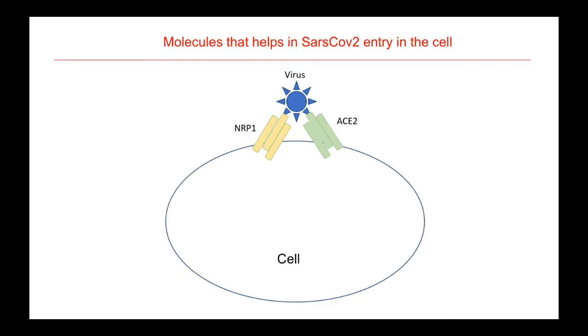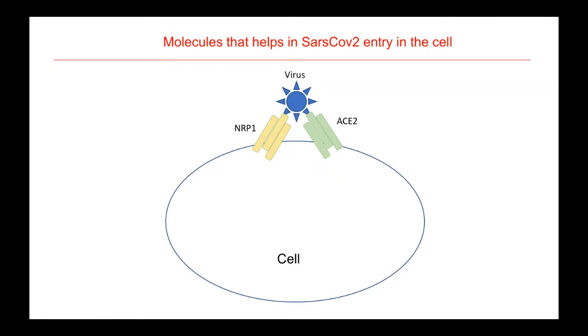I think 10-15 days ago, we did not know too much about NRP1 and SARS-CoV-2. Initially it was thought that the virus attaches to ACE2, and after this attachment, TMPRSS2 cleaves the RBD and S protein, and that's how the virus gets inside the cell.